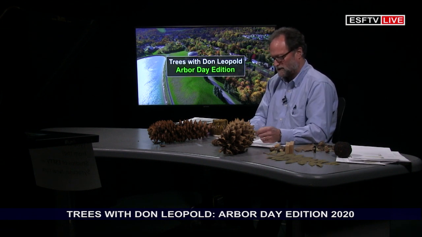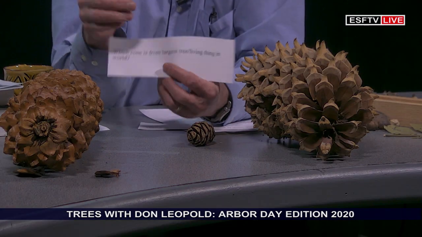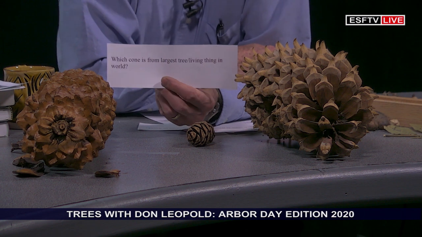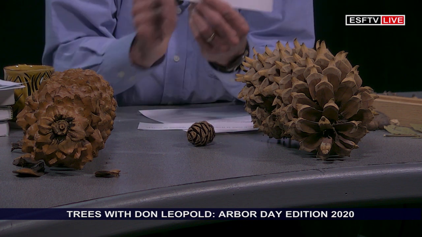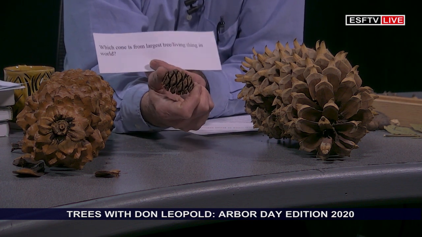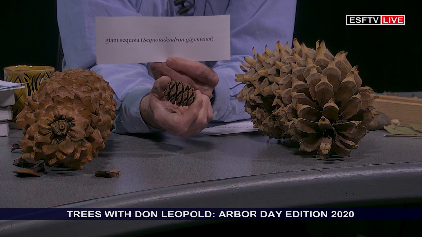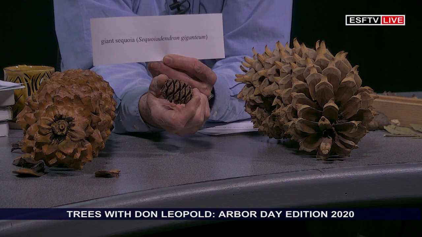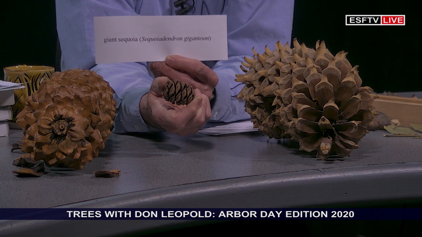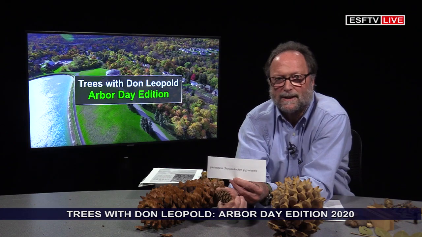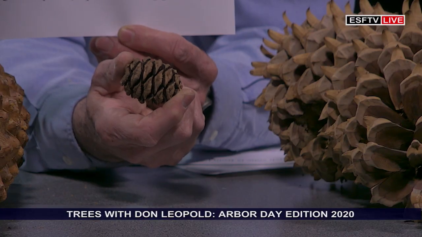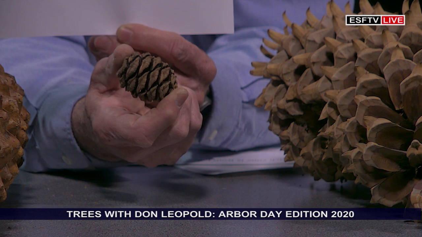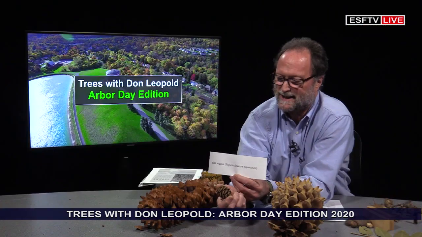Okay, so which cone is from the largest tree or the largest living thing in the world? Well, it's not what you think it might be, but it's actually the cone from giant sequoia, Sequoiadendron giganteum. What a great name. Sequoiadendron giganteum only occurs in California, about 76 different locations in the Sierras, and is fire dependent, in fact. And it is a spectacular tree, unbelievable to see. I can't wait to see it again.